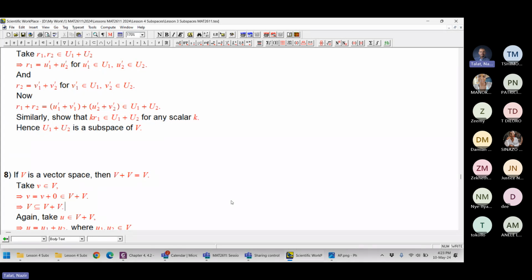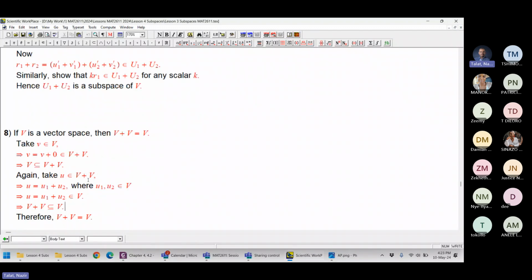Moreover, if V is a vector subspace, then one can show that V plus V is equal to V. The proof is available here. For instance, if we take v belonging to the capital set V, then we can write v as v is equal to v plus 0.